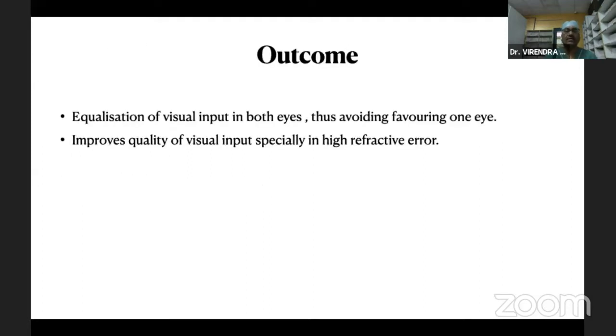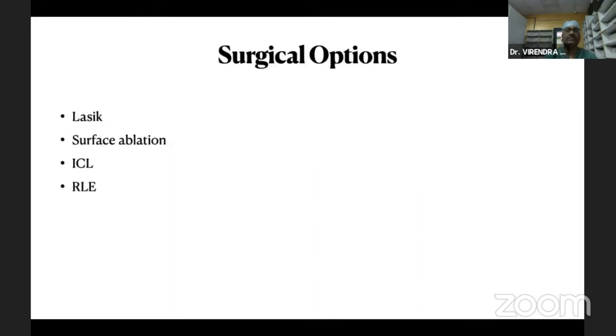And that is why sometimes you resort to something like refractive surgery correction, because our aim is equalization of visual input in both eyes, thus avoiding favoring one eye for developing and preventing the other eye from developing. And just by improving the quality of visual input significantly in both eyes or in one eye, wherever it is required, will make a big difference.